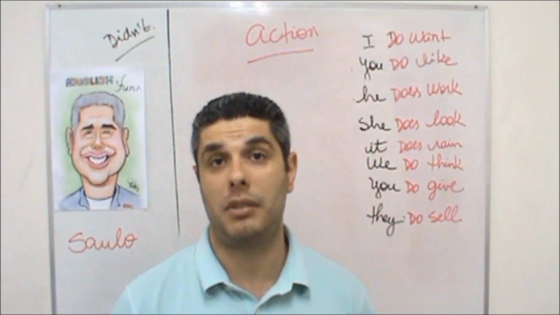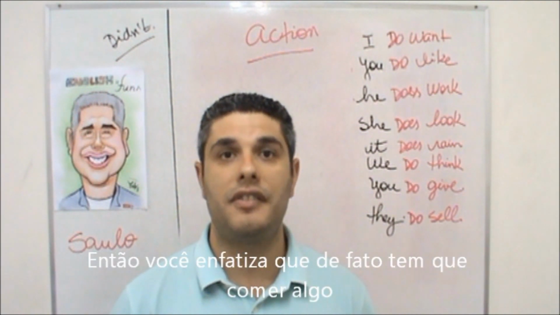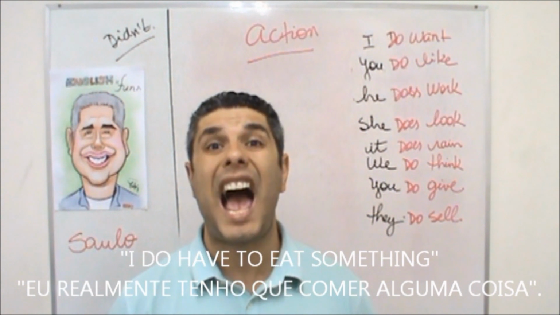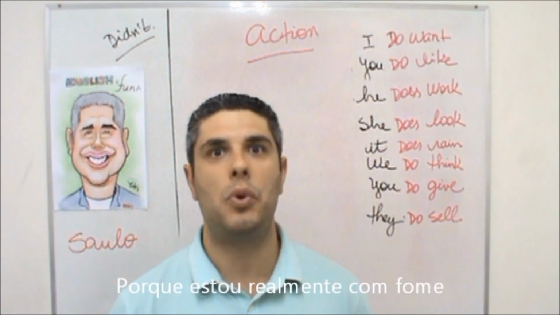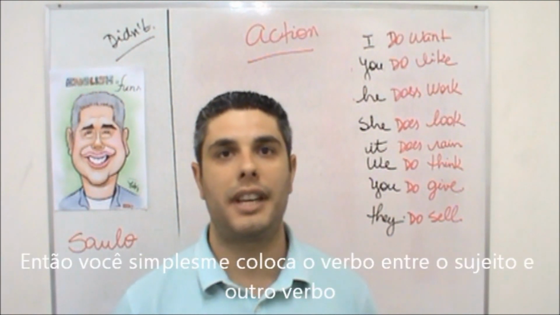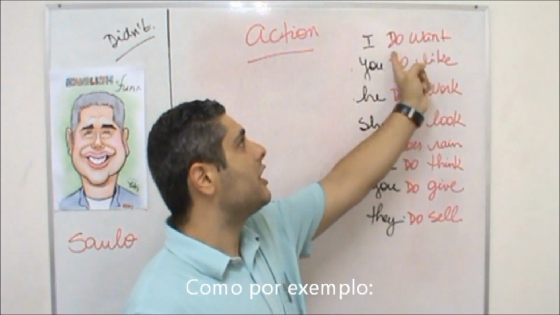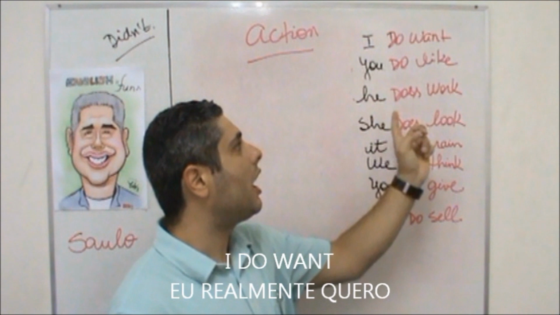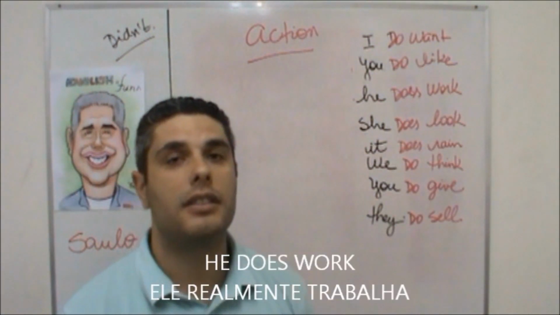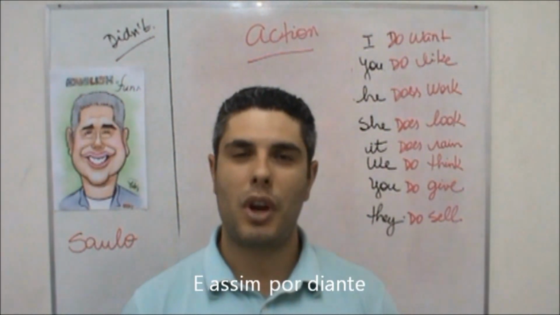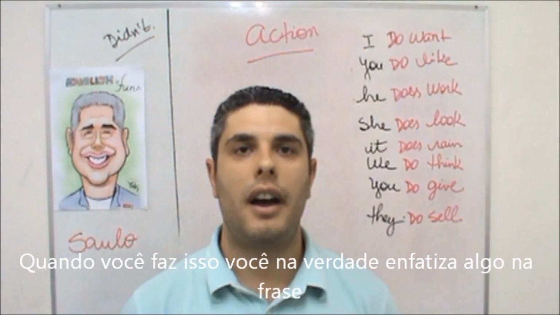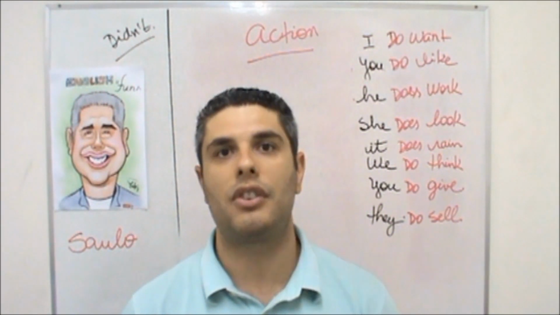I have to eat something. Okay, and then you emphasize that you really have to eat something, like I do have to eat something because I'm really hungry. So you simply place the verb between the subject and another verb, like for example, I do want, or you do like, he does work, and so forth. When you do that, you actually emphasize something in the sentence by using the auxiliary verb.